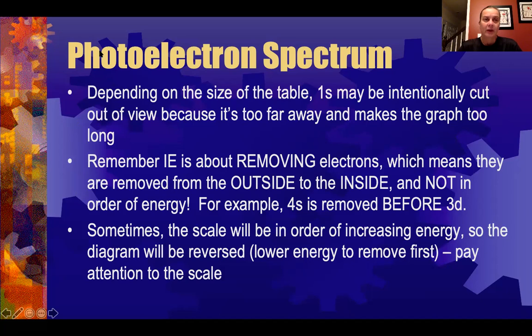So a few things about these types of graphs. Sometimes 1s is going to be cut out because it's too far away and it makes the graph too long. Other times that scale will be truncated, so you'll see a little 2 lines and a little gap in between, and that allows the graph maker to put 1s on, even though it would normally be too far away. And so you'll notice that the scale is not consistent across the graph.